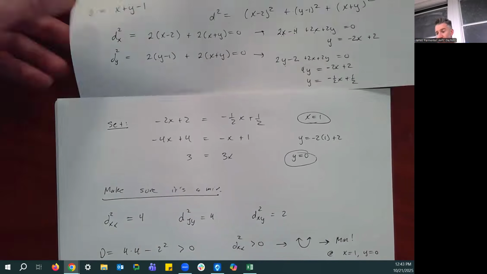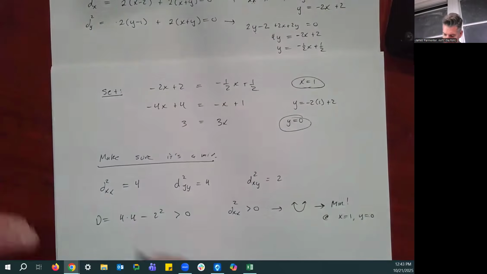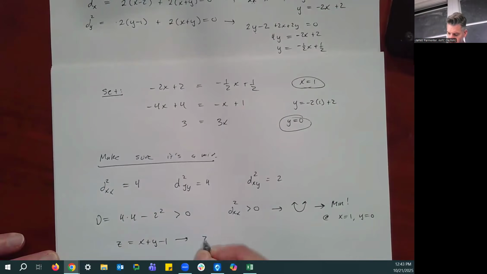And then we go back and we find the z coordinate, recalling that z is equal to x plus y minus 1. So we're going to get z equal to 1 plus 0 minus 1, which is going to be 0. So the point (1, 0, 0) is the closest point to the other point, (2, 1, -1). Closest point on the plane.